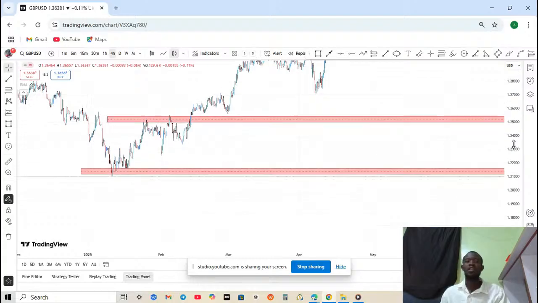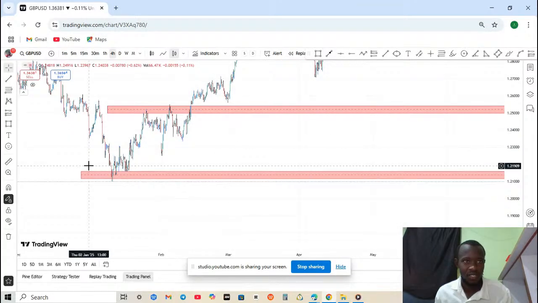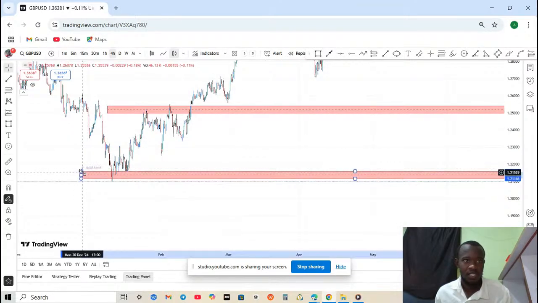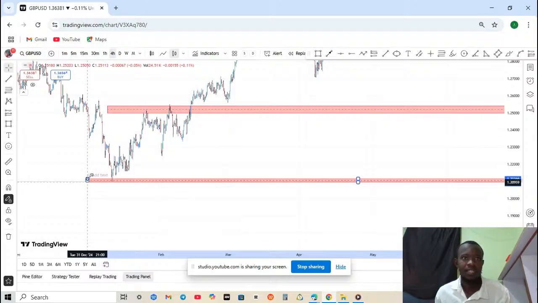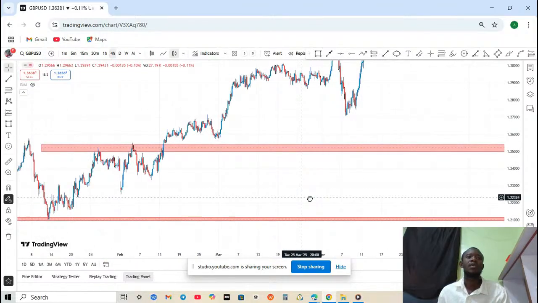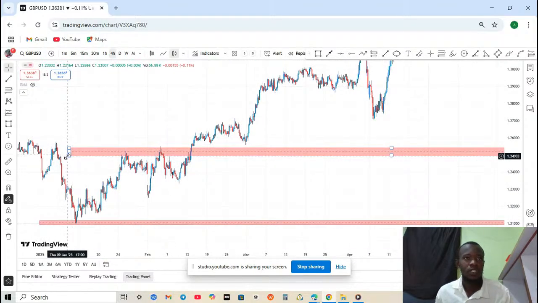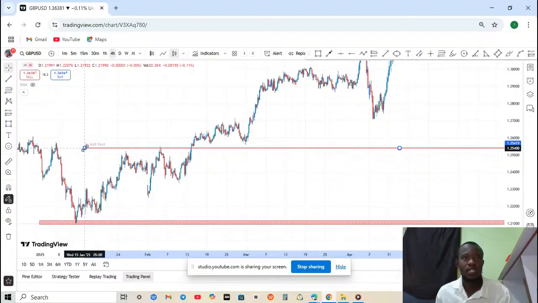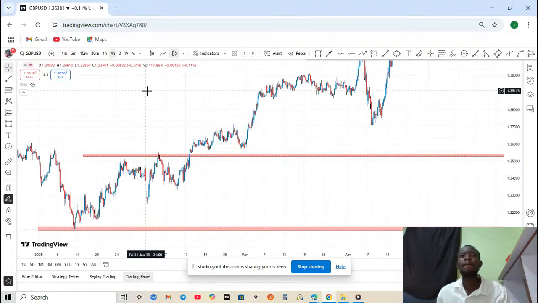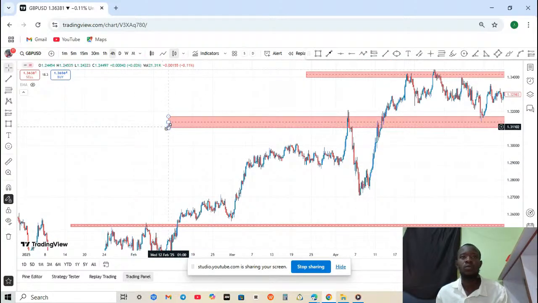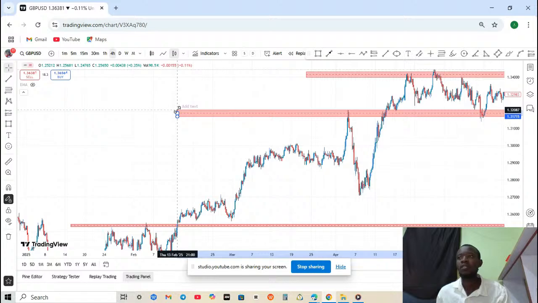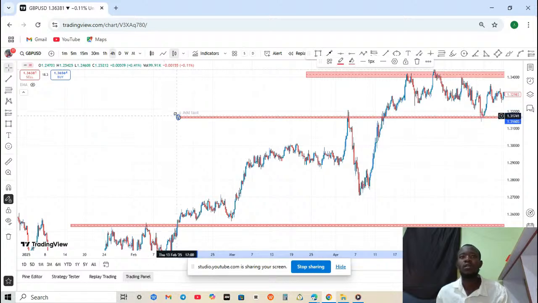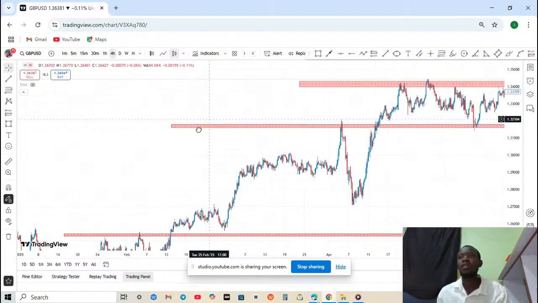The next thing I do is just adjusting these zones to fit on the wicks right there. So I just adjust to ensure they are clear.